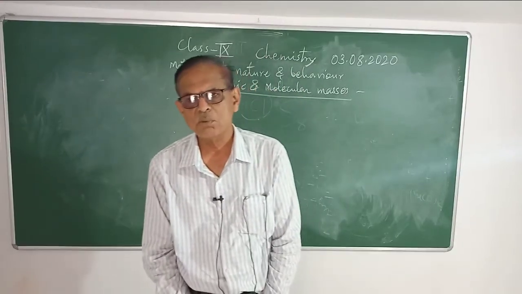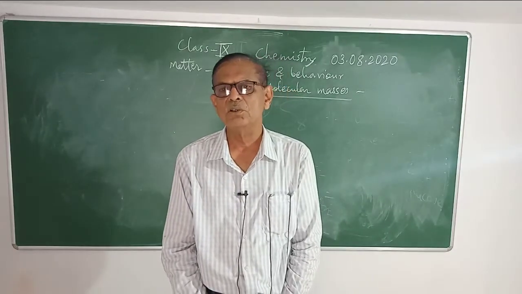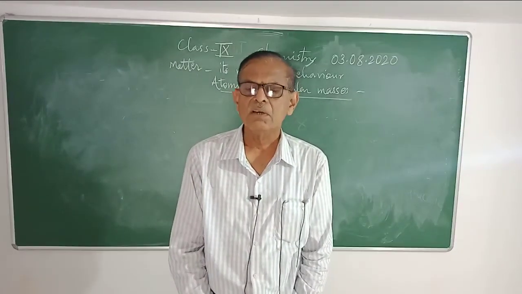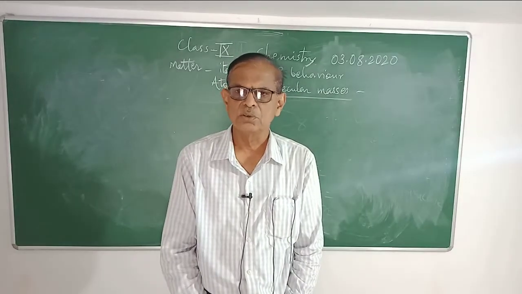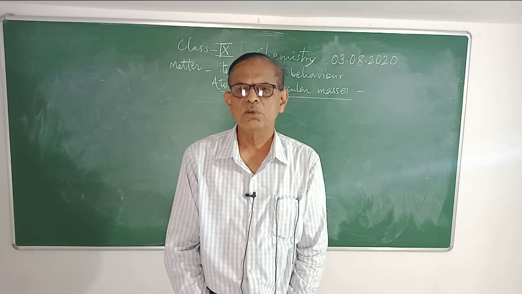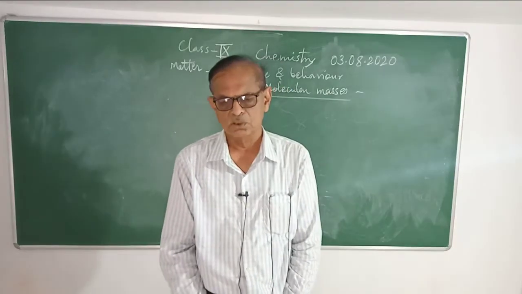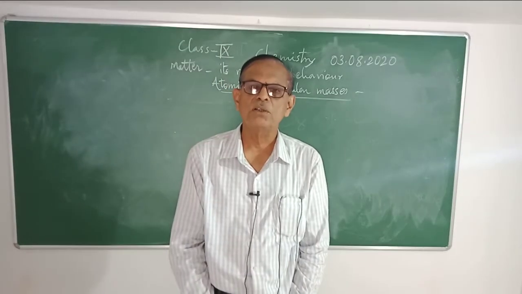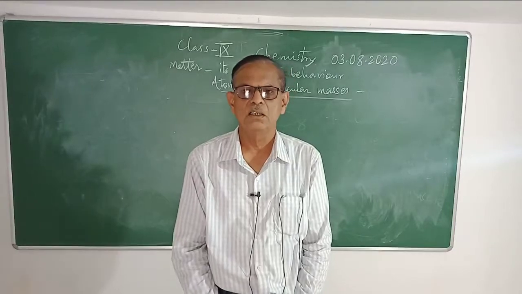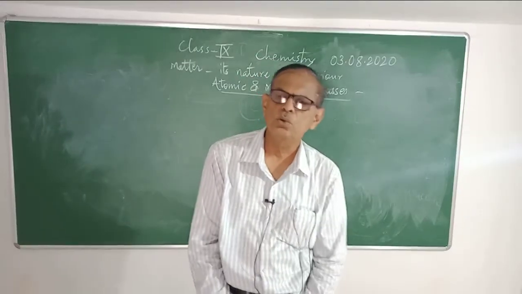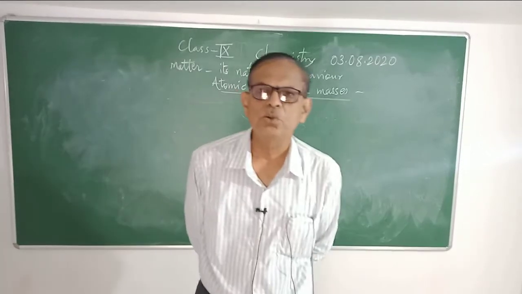Then we have studied the diatomic molecules. When the number of atoms present in the molecule is 2, that is, when the molecule consists of 2 atoms, it is called a diatomic molecule. Now which are the diatomic molecules? Hydrogen, H2. Then oxygen, O2. Then nitrogen, N2.